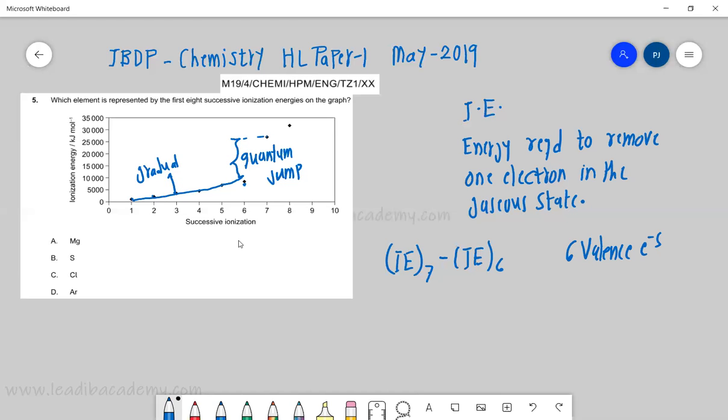But that is basically the gradual trend. But if it falls from one specific energy shell to the lower energy shell, that means it is coming substantially closer to the nucleus. And this is what is being represented by this quantum jump. Quantum jump means that now the next electron has to be from the lower shell. In case of the gradual trend, they were from the same shell.